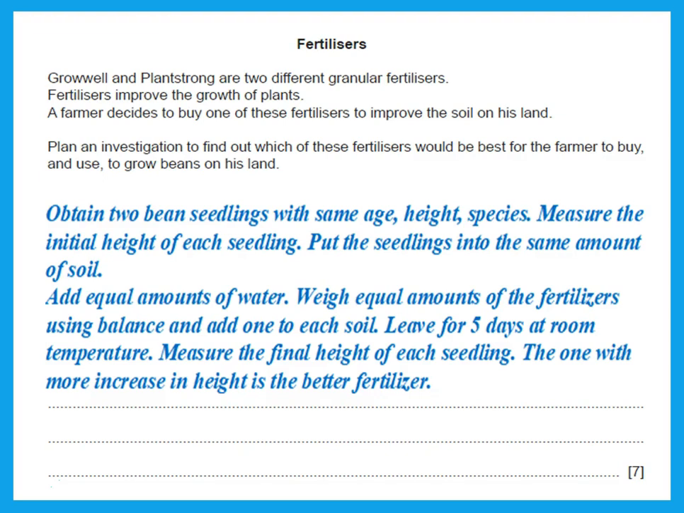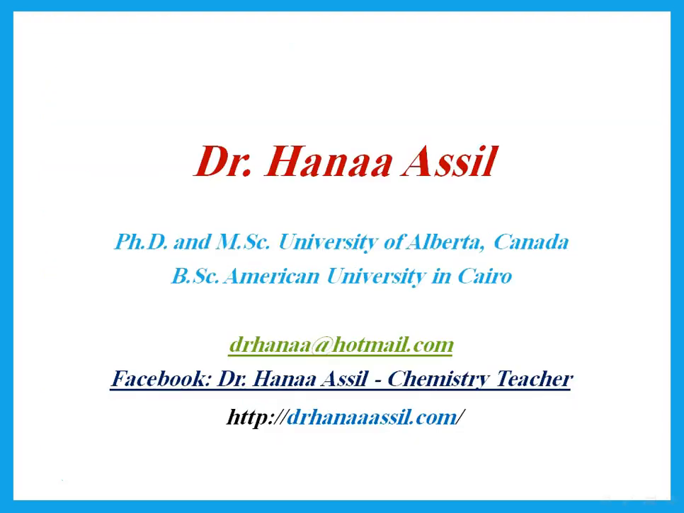So, obtain two bean seedlings with the same height, same age, same species. Measure the initial height of each seedling. Put the seedlings into the same amount of soil. Add equal amounts of water. Weigh equal amounts of fertilizers using a balance. Add one to each soil. Leave for 5 days at room temperature, so it is the same time, same temperature. Measure the final height of each seedling. The one with more increase in height is the better fertilizer.